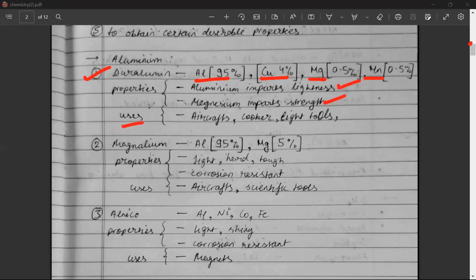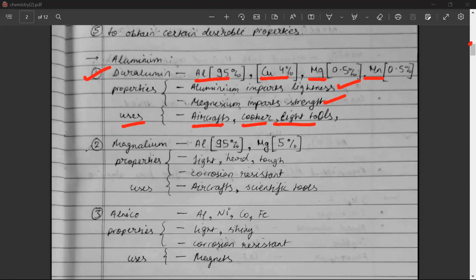Now what are the uses of duralumin? It's used in aircraft, cookers, light tools, etc. One of the very important characteristics required in aircraft is that the material be extremely light, and it should have strength so that it does not get crushed in the upper atmosphere.